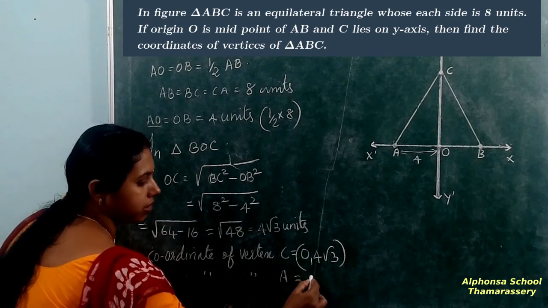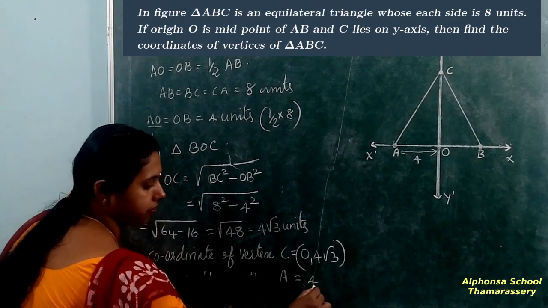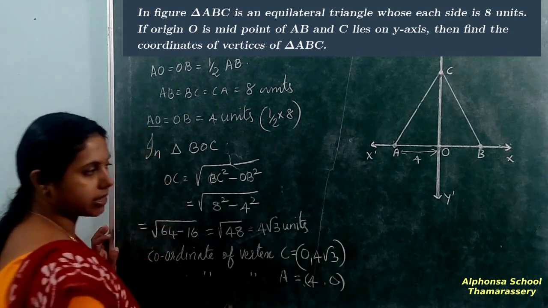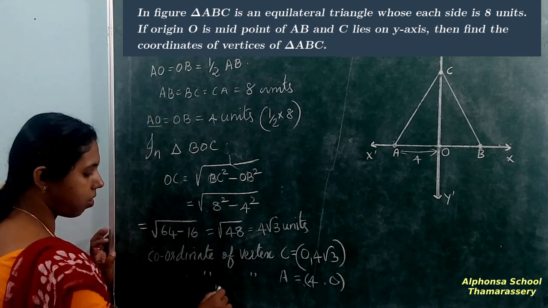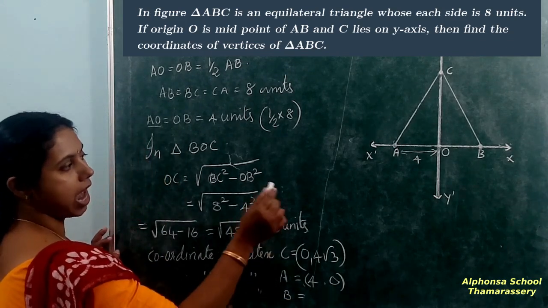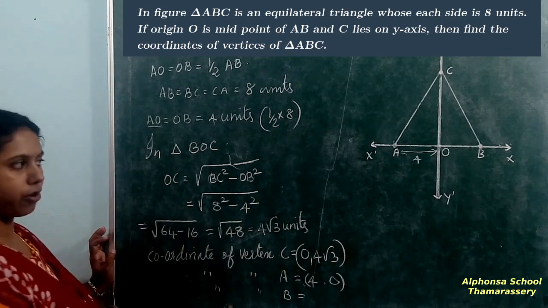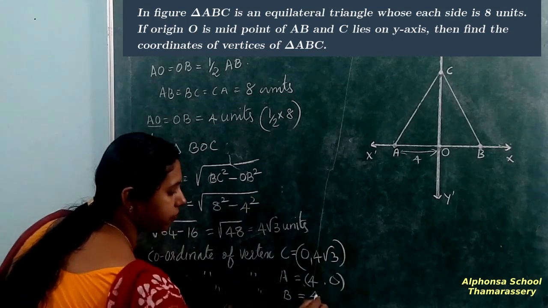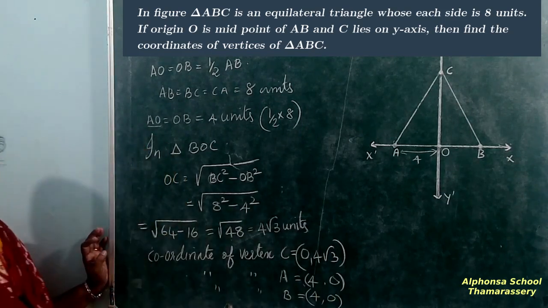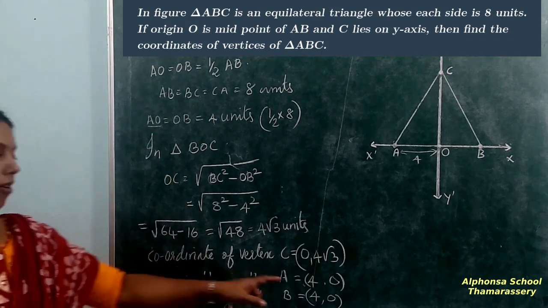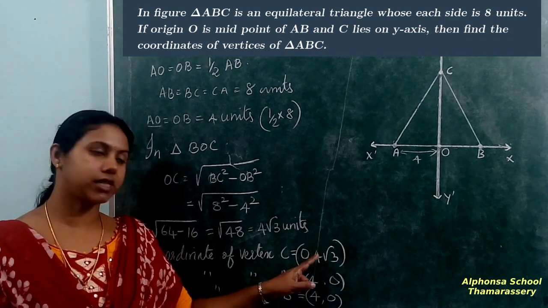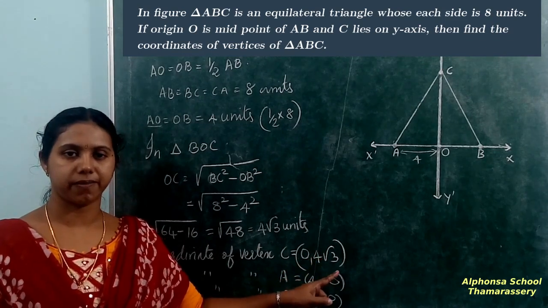Therefore, the x-coordinate is 4 and the y-coordinate is 0 because it lies on the x-axis. Same way, for the coordinate of vertex B, the distance from the y-axis to that point is 4 units. So the x-coordinate is 4, the y-coordinate is 0. So we got the coordinates of the 3 vertices: A (4, 0), B (4, 0), C (0, 4√3).